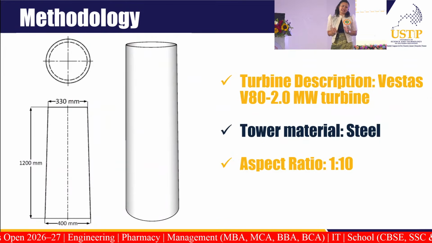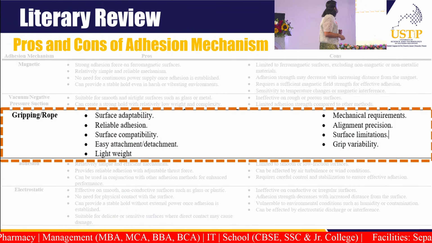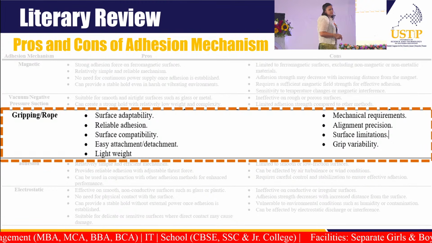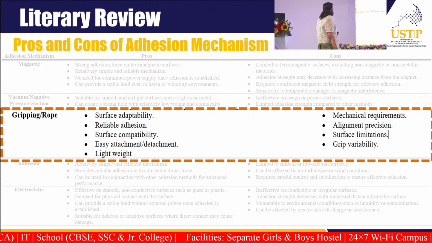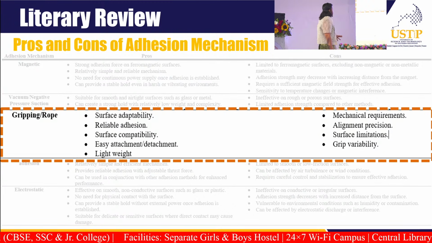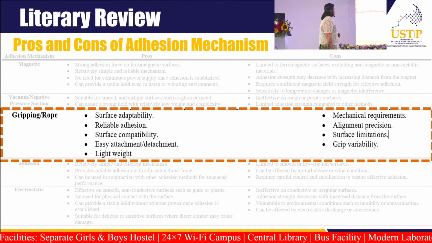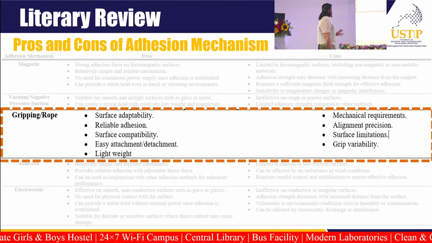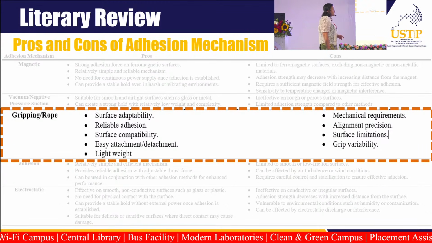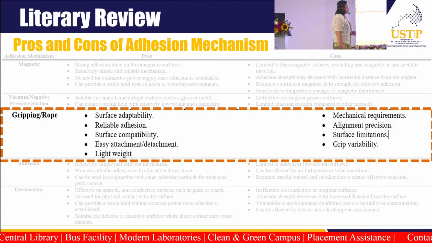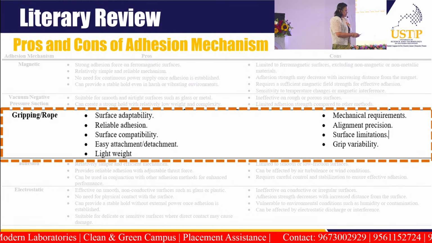Attractions, magnetic type of adhesion. But on the gripping rope, it's only few. And then, what are the pros and the cons? Surface adaptability, reliable adhesion, surface compatibility, easy attachment and detachment, lightweight, mechanical requirements, alignment precision, surface limitation, and grip viability.